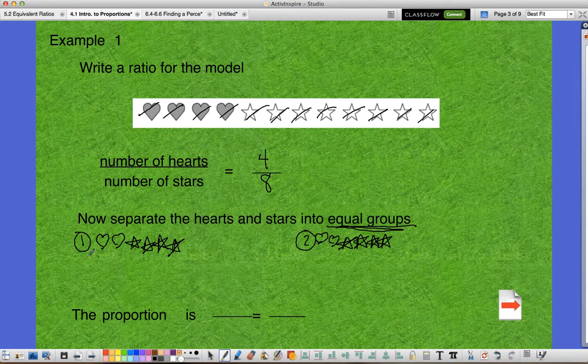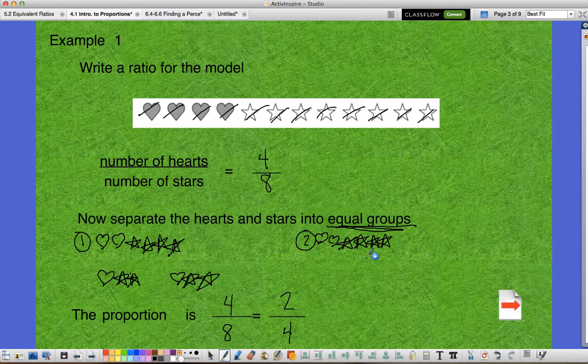Okay, so now what I did is I took this and said, well, this is equivalent to taking 2 of the hearts and 4 of the stars and putting them into 2 equal groups. So the proportion here tells me that 4 to 8, so 4 hearts to 8 stars, is equivalent to 2 hearts to 4 stars. So you can work backwards when you work with proportions. You can make it smaller, and we can even go smaller and say, here I can take 1 and 2, and 1 and 2, and so on.